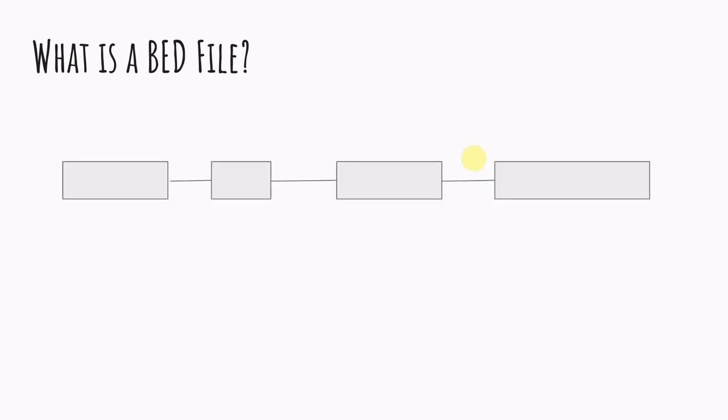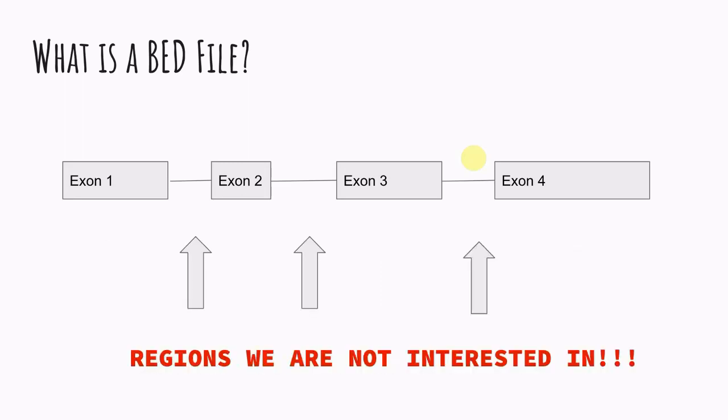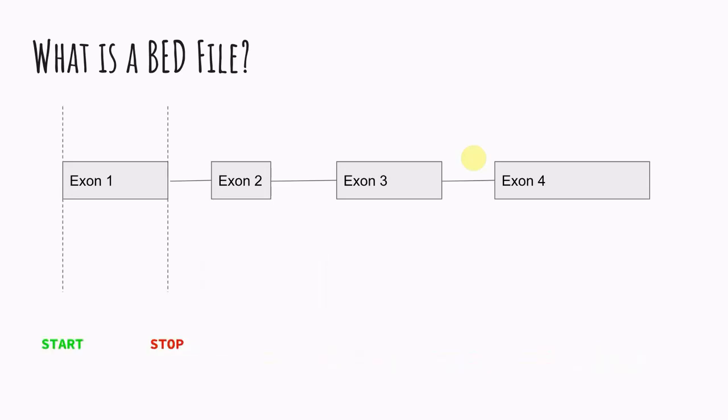Just to show an example, let's say this is GenePat. GenePat has four different exons, and in between, those are introns. So we're only interested in the exons, or the coding regions of this gene. We are not interested in the introns. So when we are creating our bed file, we're just looking at the positions of the exons, where the exons start and where they stop.